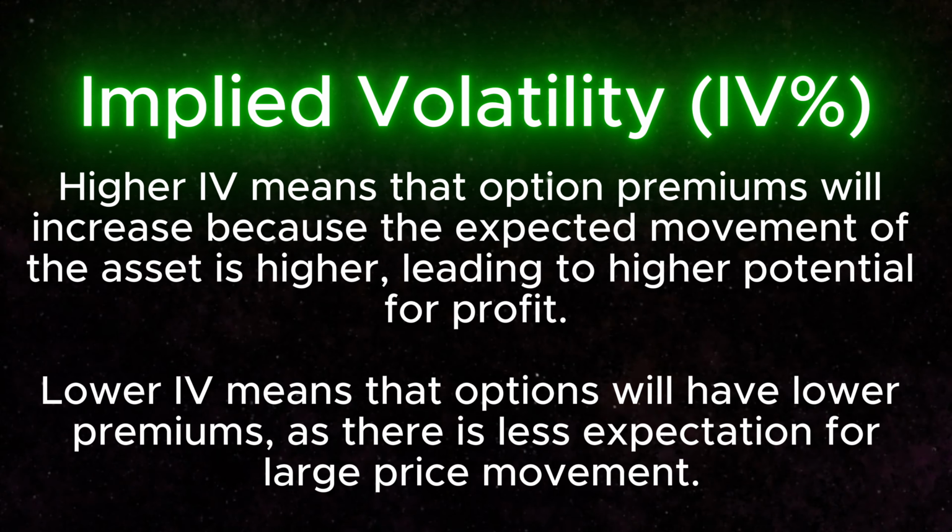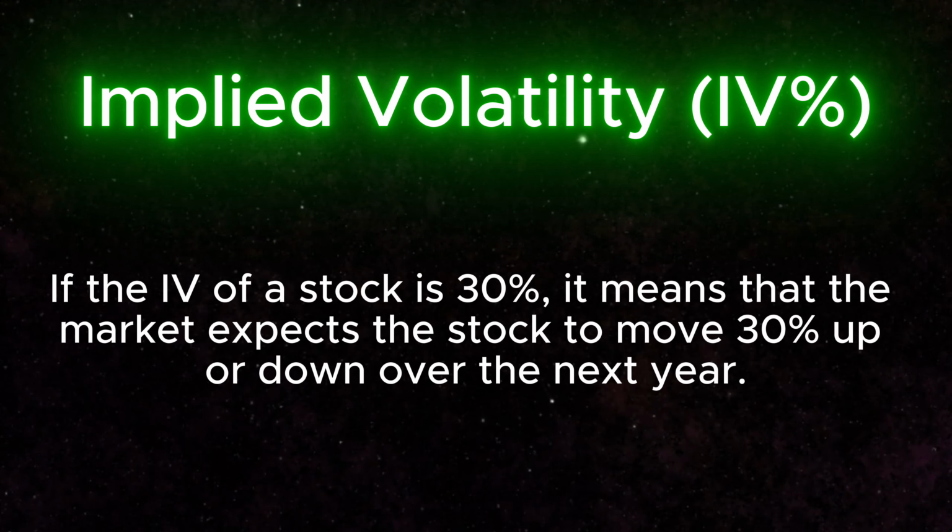Lower IV means that the option will have a lower premium as there is less expectation for large price movement. For example, if the IV of a stock is 30%, it means that the market expects the price to move 30% up or down over the next year. Why is this important? For option sellers, you want a higher IV to get higher premiums.